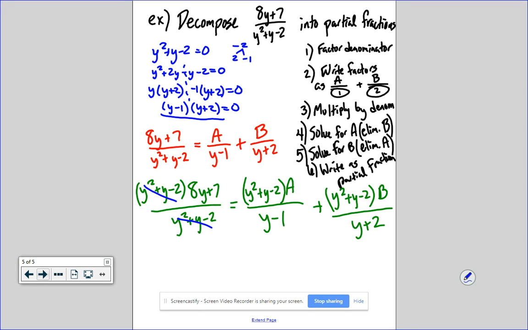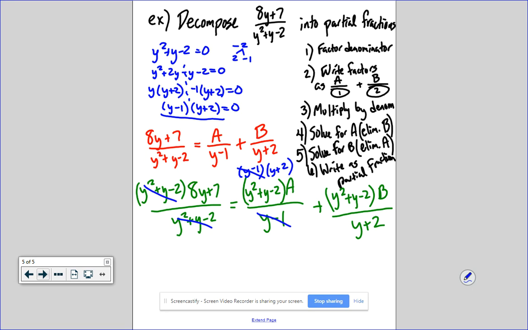What happens here with A? What's going to be left on top with A? What does this factor to? What did we just say it factors to? This is really y minus 1 times y plus 2. So what's going to cancel? Y minus 1. So the opposite factor is what's going to be left, and that's true every single time.